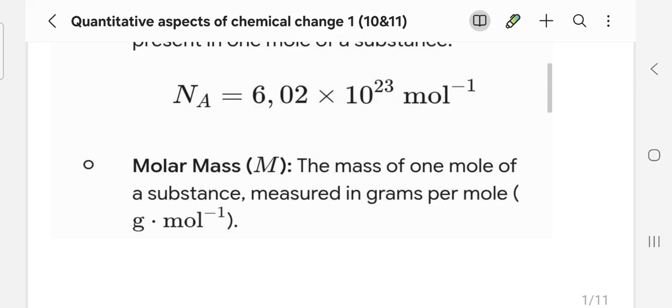All right, let's have a look at our other definition, and this time we are looking at the molar mass. And what is the molar mass? As you can see, the molar mass is denoted by the capital letter M. So the molar mass is the mass of 1 mole of a substance, and it is measured in grams per mole. Grams per mole in symbols is g·mol^-1. So that is the unit to measure molar mass, the mass of 1 mole of a substance. All right, that is our other definition.